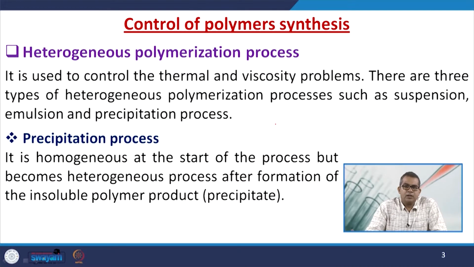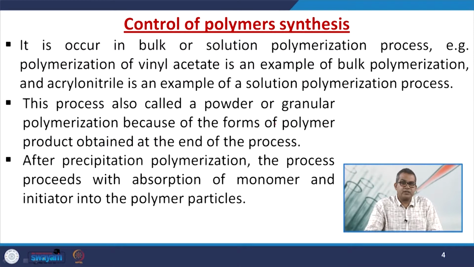So, I am giving a brief introduction to the precipitation process. Usually it is a homogeneous process at the start, but later on it becomes heterogeneous after the formation of insoluble polymer products, a precipitate. If you recall the interfacial polymerization, where sometimes the reactants hinder the further propagation of the polymerization process, it may create the same type of scenario in this polymerization process.